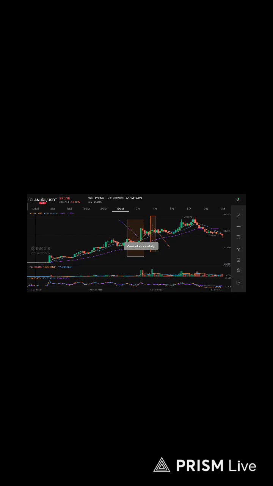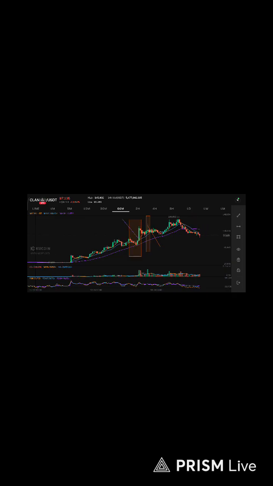So candlesticks with long wicks show you that the buyers try to push the market higher, but they fail, or the sellers try to push the market lower, but it didn't work. Okay, so that is that.